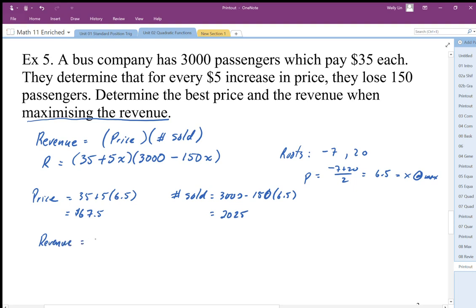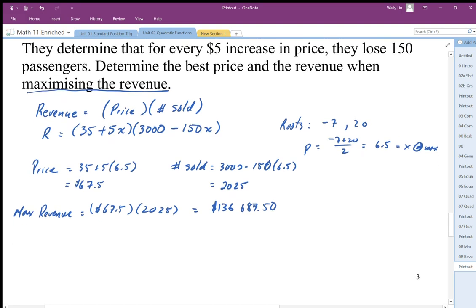Then if I want to find out the revenue, this would be the max revenue, by the way. It's 67.5 times 2,025 tickets sold. Multiply that together: 67.5 times 2025, and we're going to end up with $136,687.50. So we can do it that way.